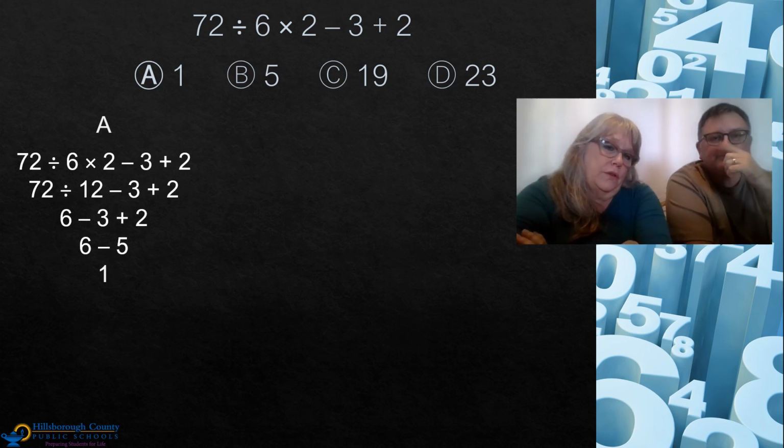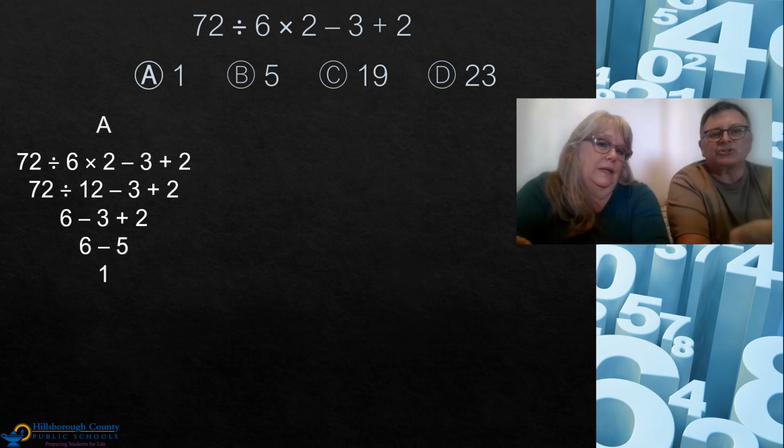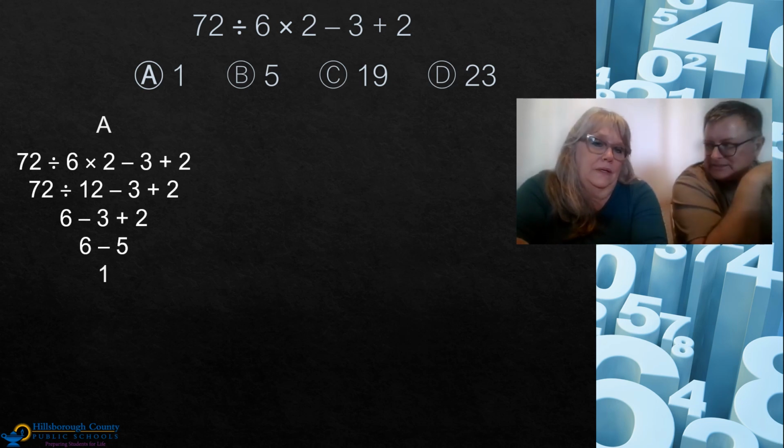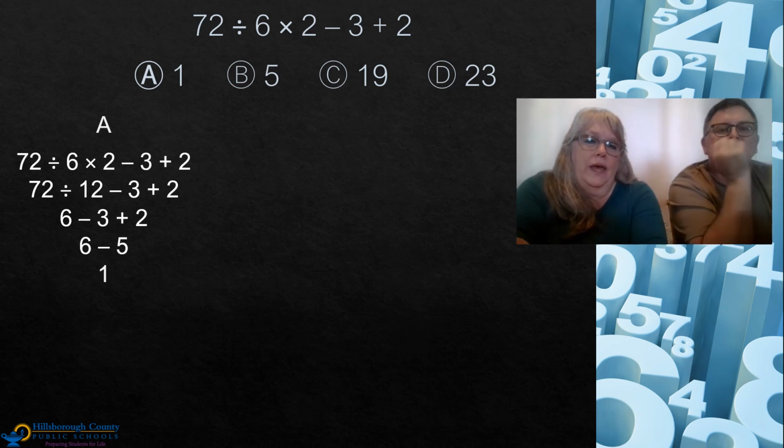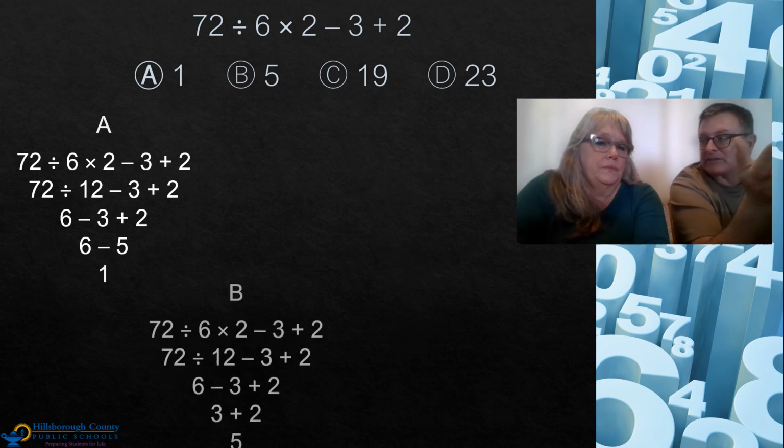And there's also one other mistake in A. Let's see here if I can see it. They divided 72 divided by 12 and got 6. So then I see what they did. They should have subtracted 3 before they added 2. They added 3 and 2 together. So A actually made two mistakes to get to their incorrect solution. I could see that happening. Yeah, that's a good distractor.